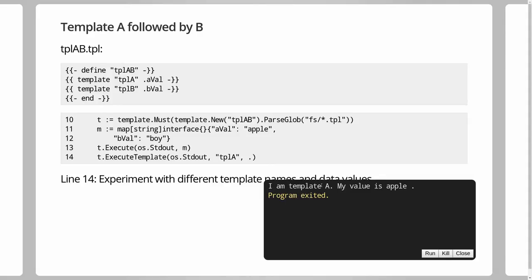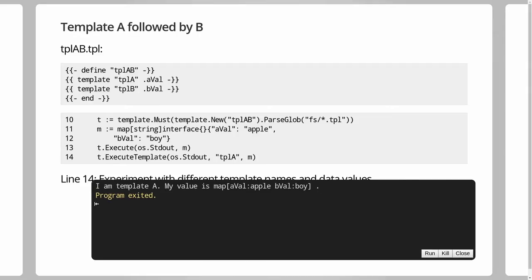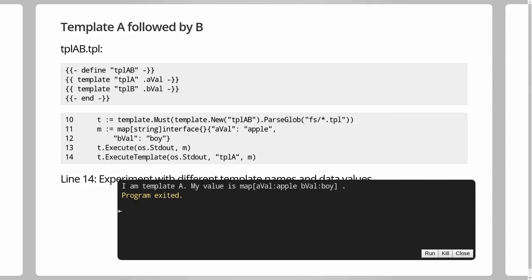You'll fail? Because dot is undefined. You actually have to put some data in there. You have to execute it with the map. So if you execute it with M, you get that really weird stuff at the back. The whole map. Okay. So templates are very rich in Go. Very, very rich. You can apply all sorts of functional programming tricks.